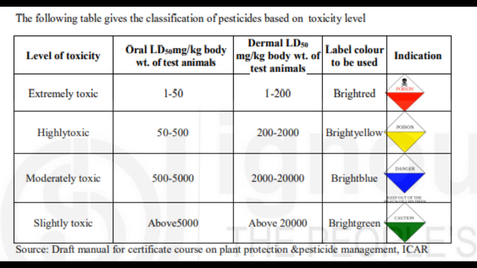Monocrotophos, carbofuran. 6.3.3 Categorization of pesticides based on toxicity level. The following table gives the classification of pesticides based on toxicity level. Look at the screen. 6.3.4 Classification based on chemical structure. Classification based on chemical structure is given in the table below.